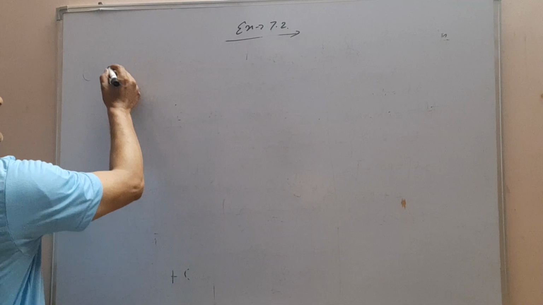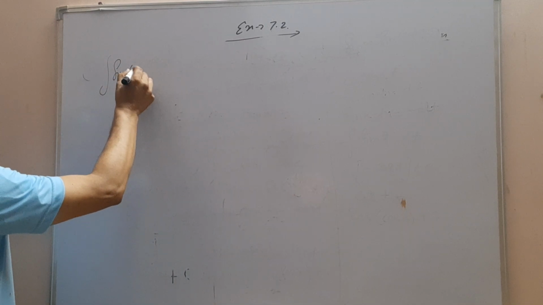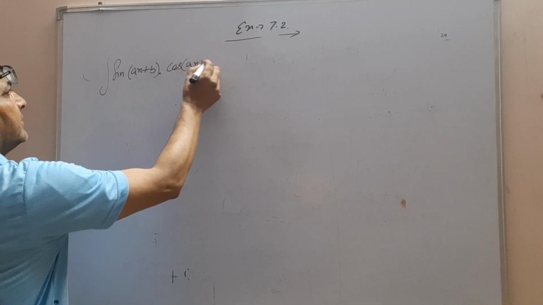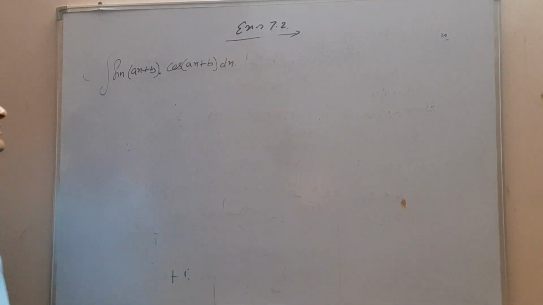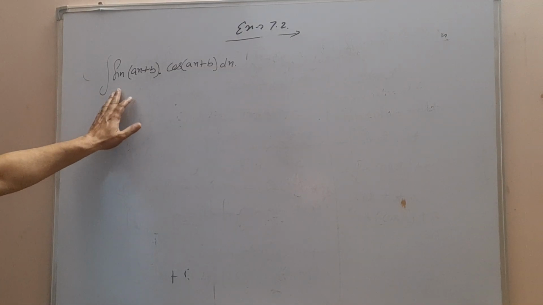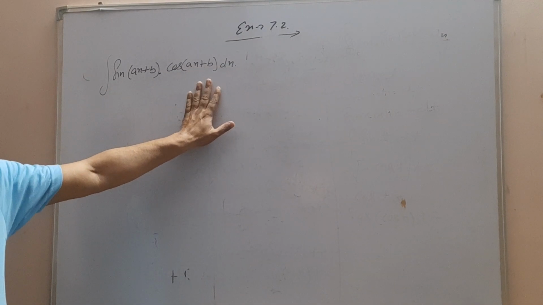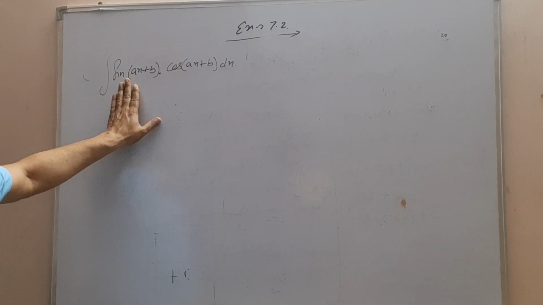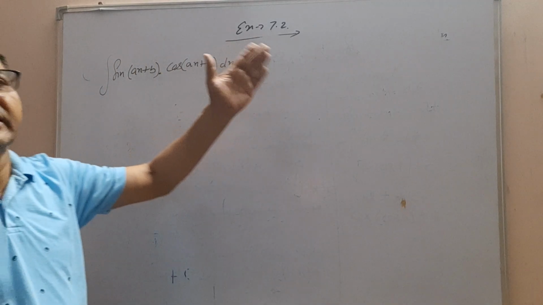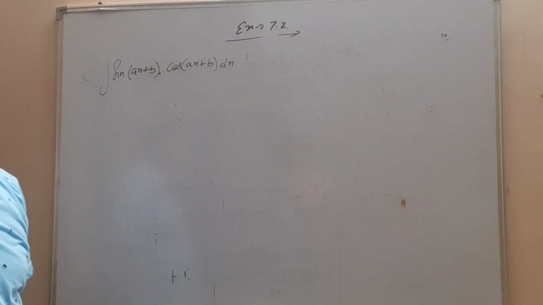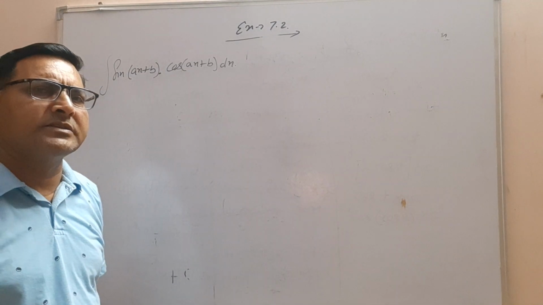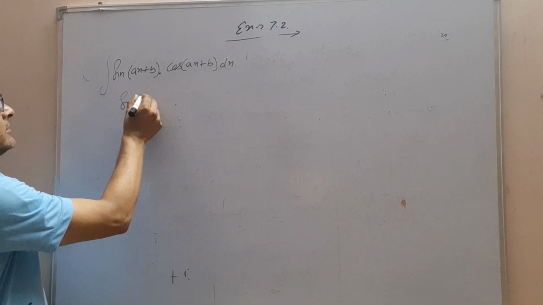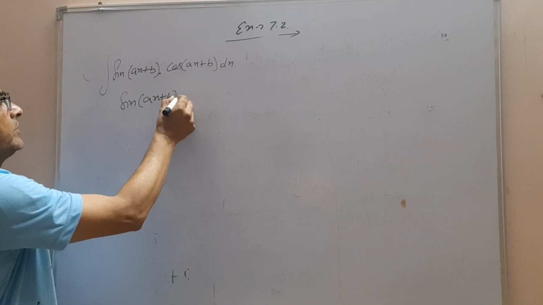Next is the integration of sine of ax plus b into cos of ax plus b into dx. Here the derivative of sine of ax plus b is cos of ax plus b, and the derivative of cos of ax plus b is minus sine of ax plus b. So you can put any function as the third variable t. To avoid the negative sign, we put sine of ax plus b is equal to t.